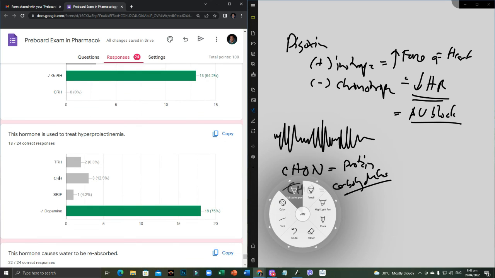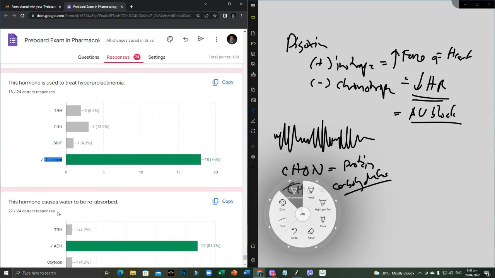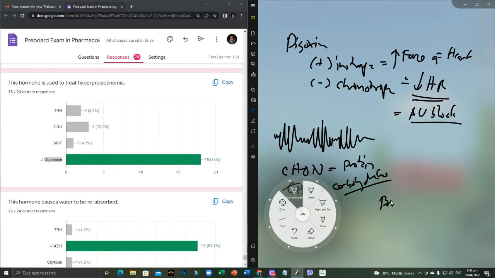So this hormone is used to treat hyperprolactinemia. So very good. That's dopamine. Okay, that's why you can also use bromocriptine, which is a dopamine agonist. Alright, bromocriptine. Let's just write it down. Which is a dopamine agonist.